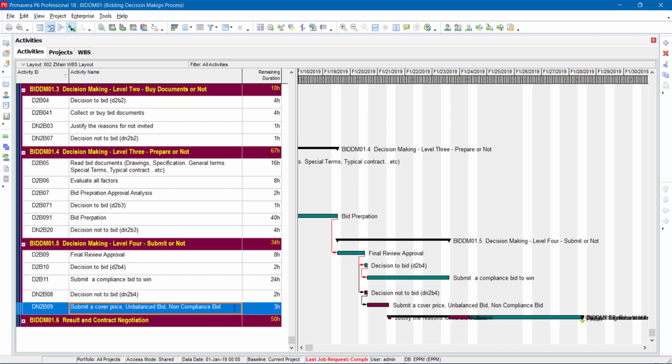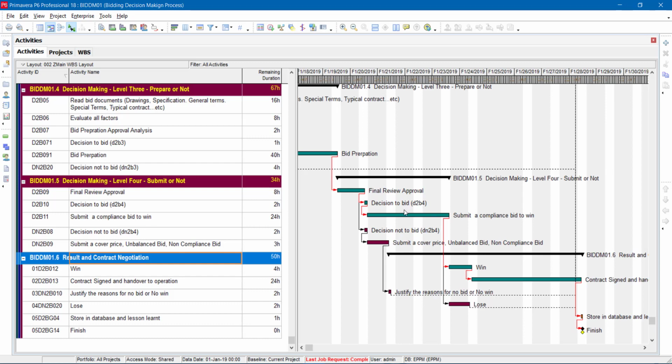This results in disqualification, or the client might be interested and cancel all the bids and retender again from a different perspective. It happened like this. So after submitting the bid, they either win or lose. If they win, they sign the contract and hand it over to operations. If they lose, all these bid decisions go to the store, database, and lessons learned, and then it finishes.